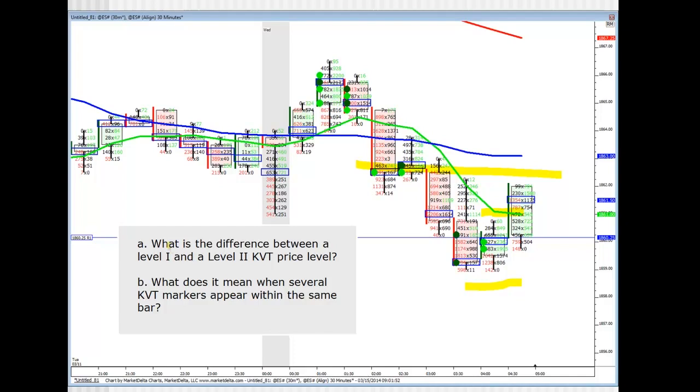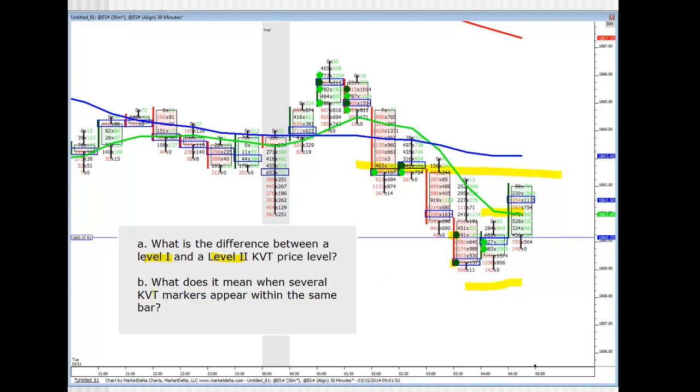And one of those questions was, what is the difference between a level 1 and a level 2 KVT price level? Well, the level 1 is less intensity, level 2 more intensity. And it's important to understand the distinction between the two. Greater participation, a more significant level for level 2 than level 1. So all of those dark green markers are more significant and indicate heavier market participation than the lighter light green.